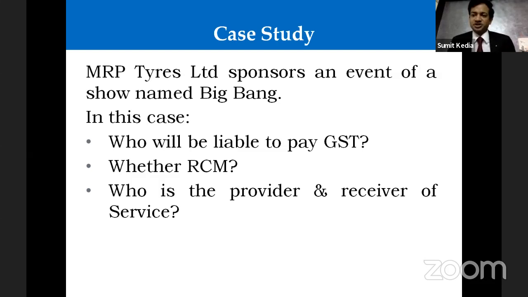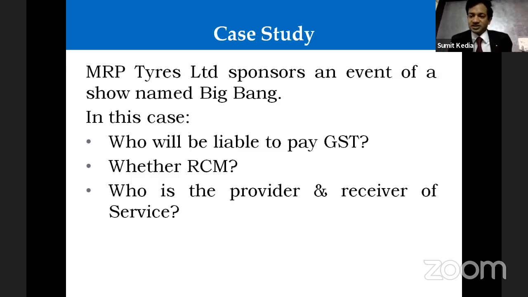The person who is sponsoring the event is MRP Tires Limited. So their name is displayed, their logo is displayed, MRP, and the event is being conducted by Big Bang. In this case, my question is, who will be liable to pay GST, forward charge or reverse charge? The next question is, who is the provider and who is the receiver of service?